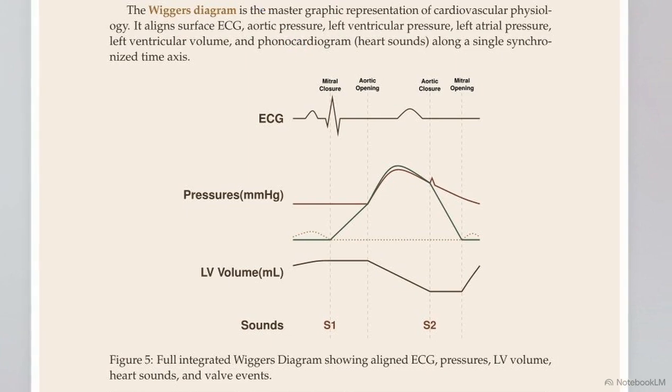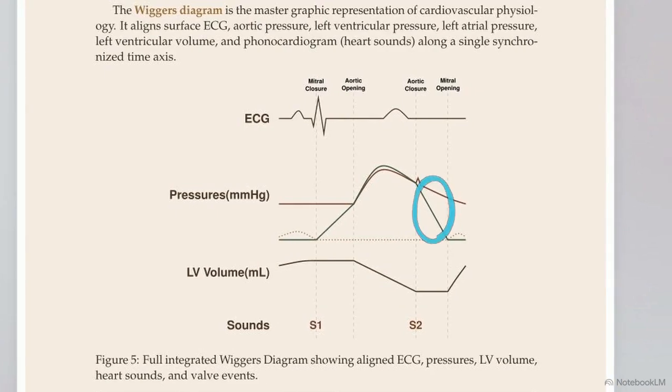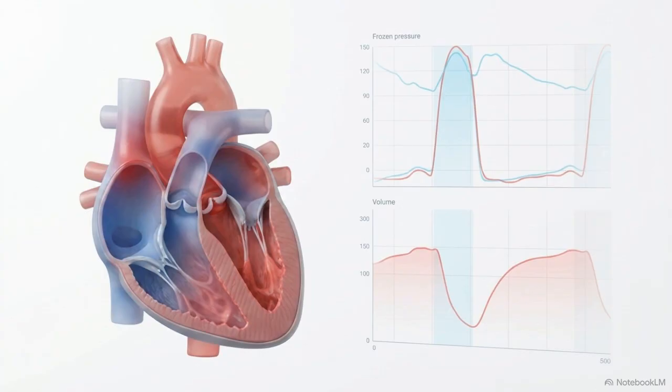At the end of systole, the green ventricular pressure line drops below the red aortic pressure line. This forces the aortic valve closed, generating the S2 sound and the dicrotic notch on the pressure tracing. Rather than a static chart, this is a unified narrative of pressure dictating physical movement over time.